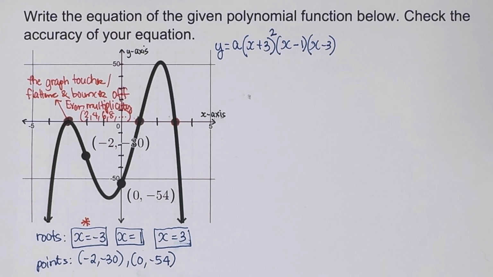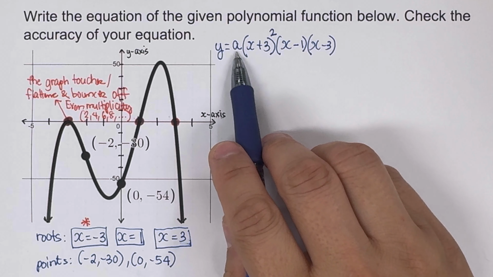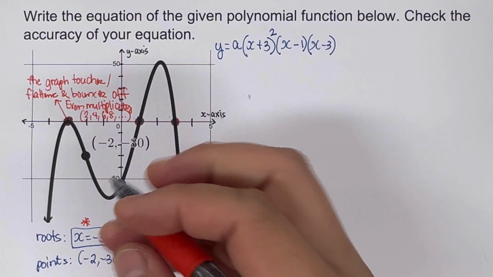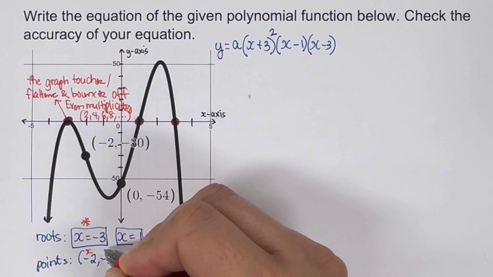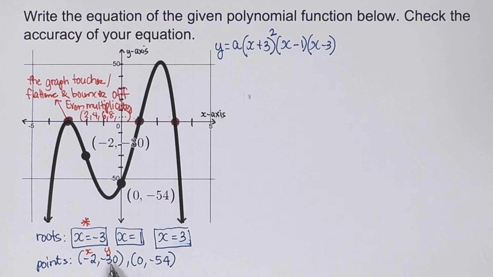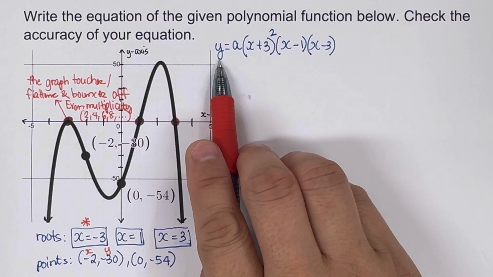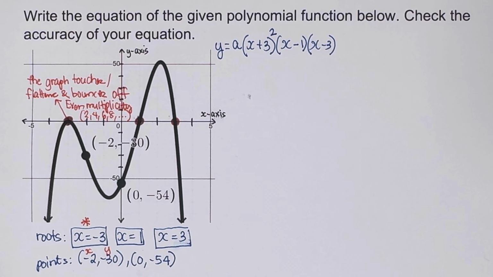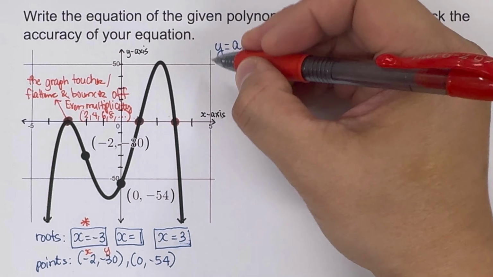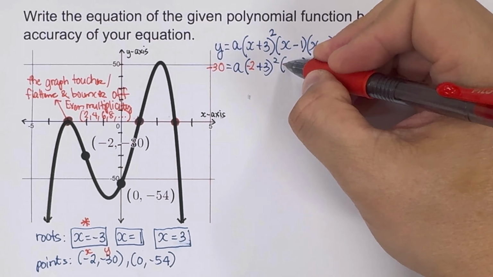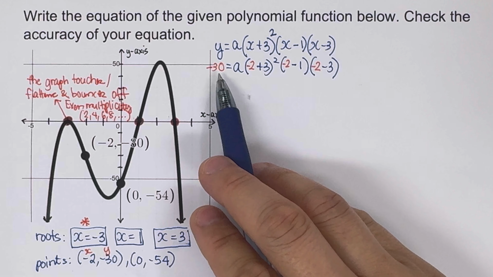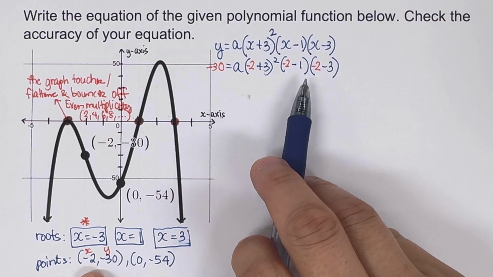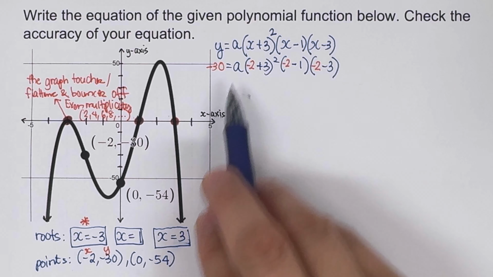So we go ahead and determine the value for a. In order to do that, we're going to use one of the points. Let's say this first point right here. We're going to take this as our x and our y. So we plug in -30 for y, and we plug in -2 for all of the x's to solve for a. This is how the equation is going to look. So what I did was plug in the y value, which is -30, and -2 for all of the x's. I'm going to go ahead and simplify this to solve for a.